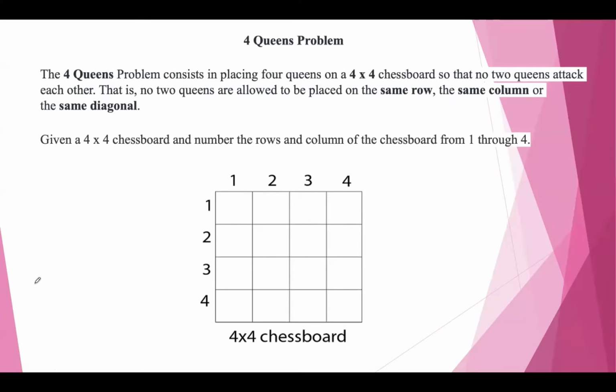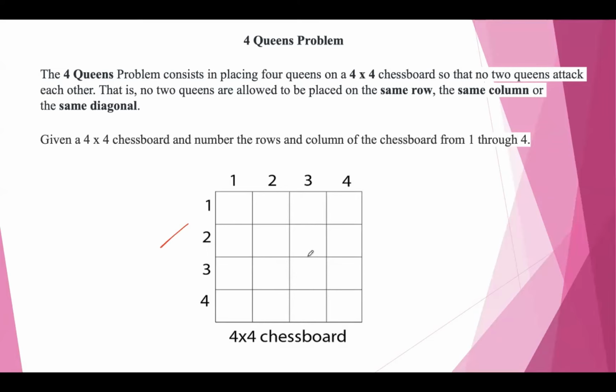In this lecture, let us discuss the four queens problem. This four queens problem consists of placing four queens on a 4x4 chessboard. You can see the 4x4 chessboard here, and the condition is that no two queens attack each other.